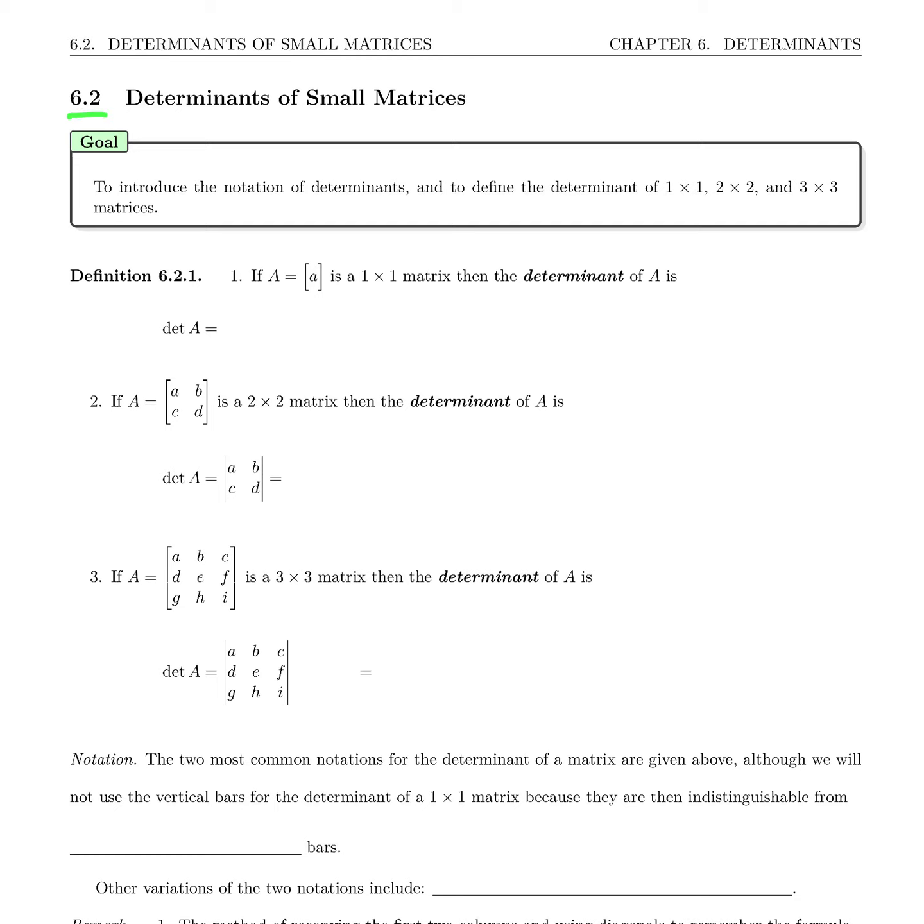Welcome to section 6.2 on the determinants of small matrices. The goal of this section is to introduce the notation of determinants and to define the determinant of 1 by 1, 2 by 2, and 3 by 3 matrices.